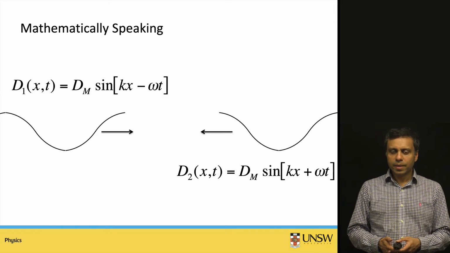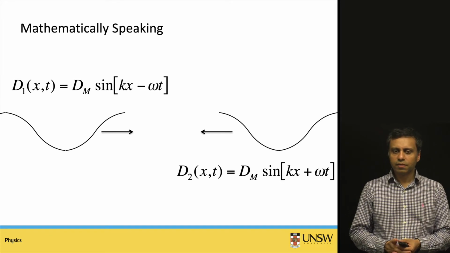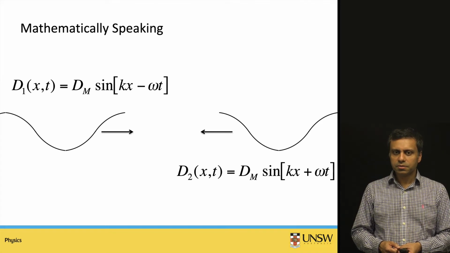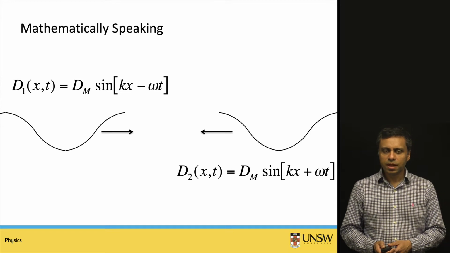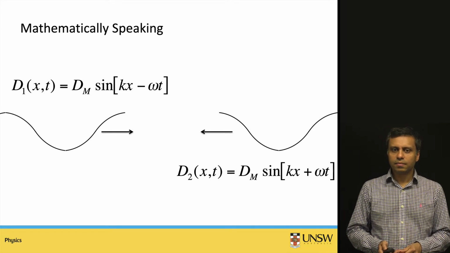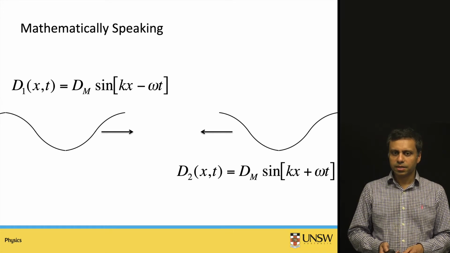So let us look at the mathematical description first. We have two traveling waves traveling in opposite directions, given by the wave equation we have seen before. Notice the argument of the sine here. One has minus omega t, the other one has positive omega t.